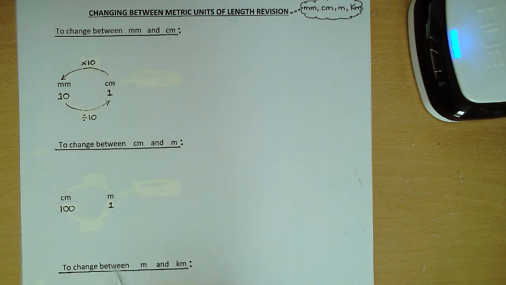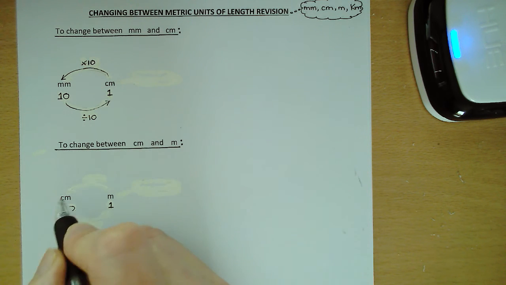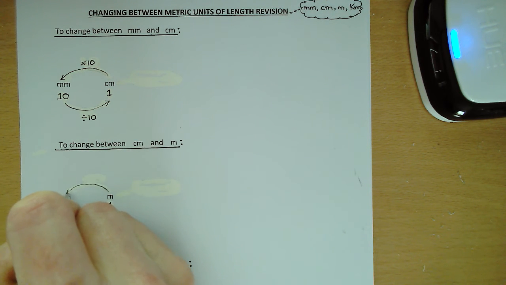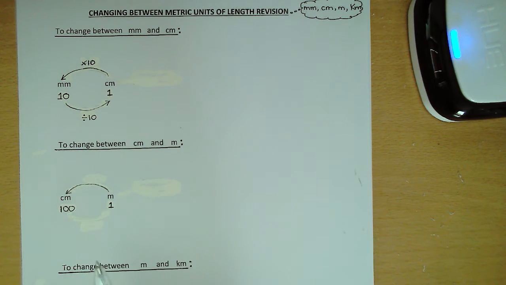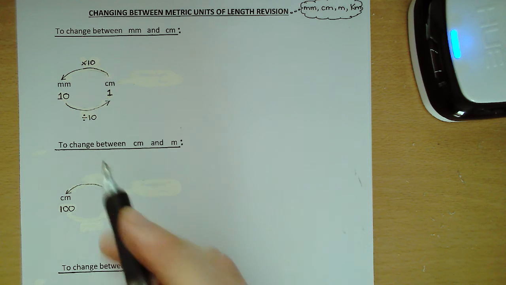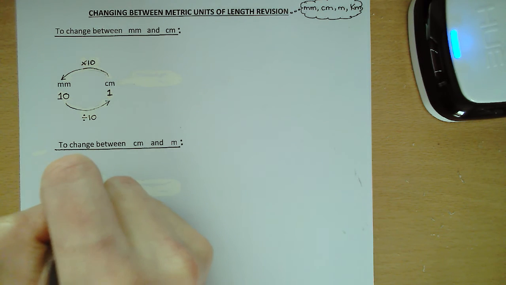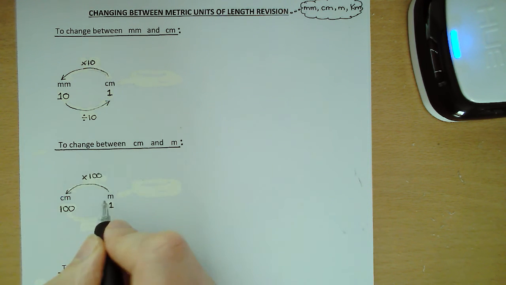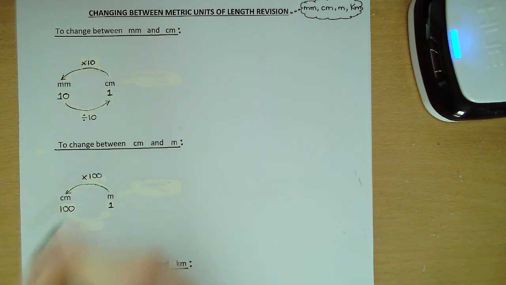So again, let's say we wanted to change from meters into centimeters. So we'd be moving in that direction. So how do you get from 1 to 100? What do you got to do to 1? You have to multiply it by 100. So to change meters into centimeters, we multiply by 100.